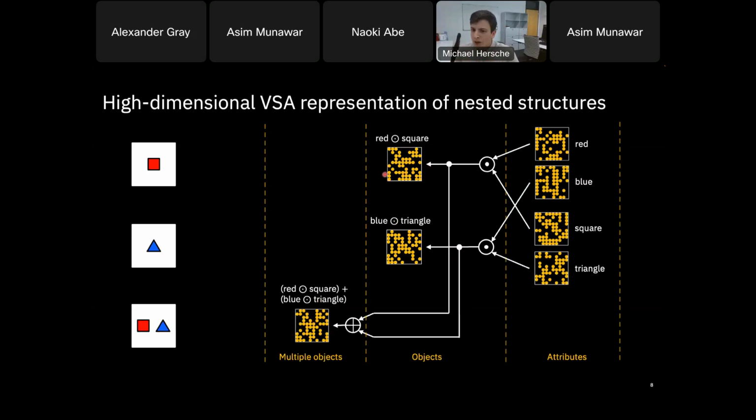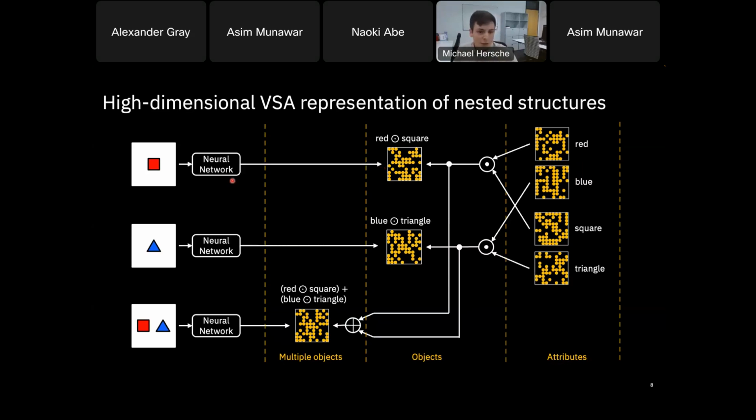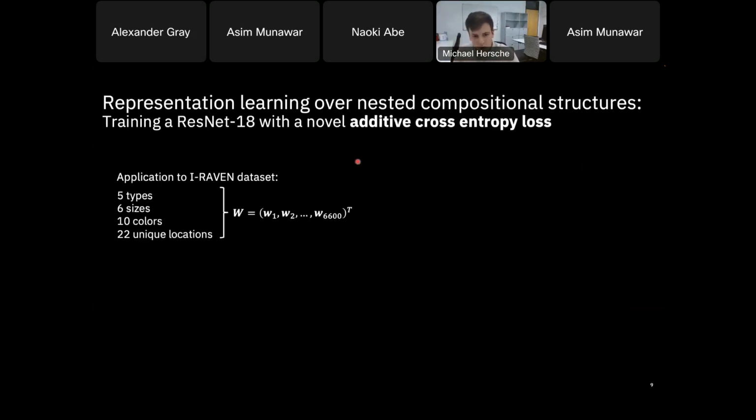So until now, I introduced how we can build up the target representation in our high-dimensional distributed space. Now we can simply train a neural network that maps the visual input data to the high-dimensional space. And this is what I will show you in the next slide.